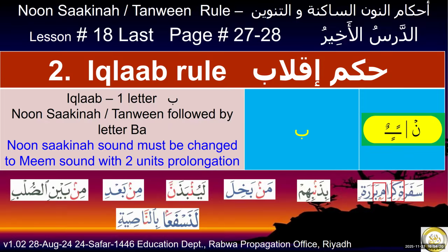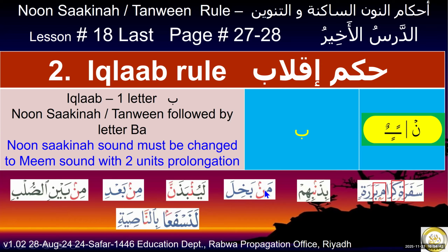In this case, we have to change the noon sound to meem sound. While doing this, we have to prolong 2 units also. So actually the noon sound should be pronounced, but because of this rule, we are not pronouncing the noon sound, we are pronouncing the meem sound. We are converting the noon sound to meem sound. So here you can understand easily.